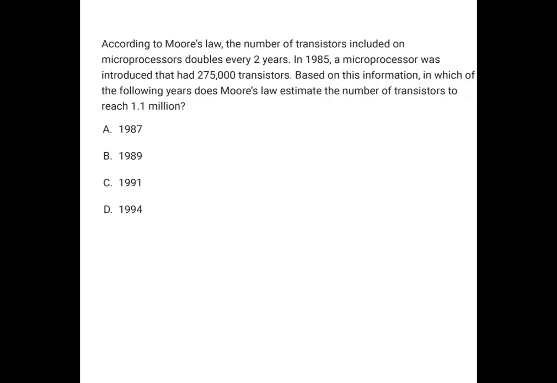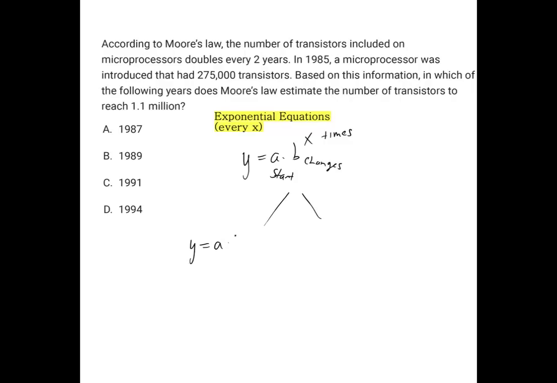In this question, we need to be comfortable with the exponential equation and one step further, the every x application of that. So for an exponential, it's starting at some value, it's changing by some number, and that happens x times. But the two ways you might see that change is you might be starting at some number and then changing every 2 years, and it would look like that.